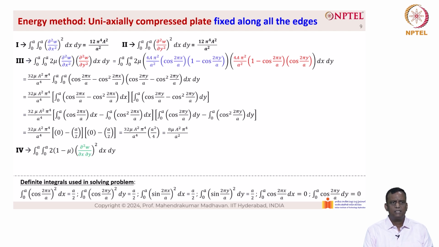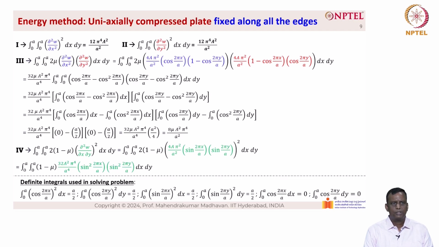So, the fourth integral is 0 to a 2 into 1 minus mu into dou square w by dou x dou y the whole square into dx into dy. So we know that dou square w by dou x dou y is given as 4a into pi square by a square into sine 2 pi x by a into sine 2 pi y by a, and when we substitute this, we have this equation 0 to a 1 minus mu into 32 a square into pi power 4 by a power 4 into sine square 2 pi x by a into sine square 2 pi y by a dx into dy.